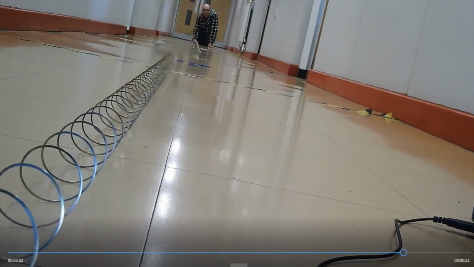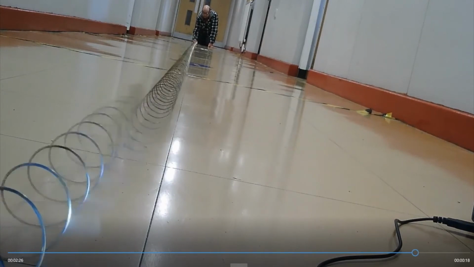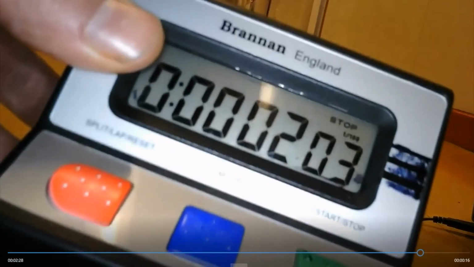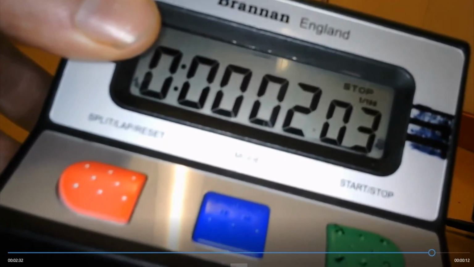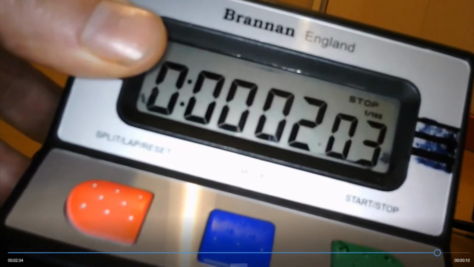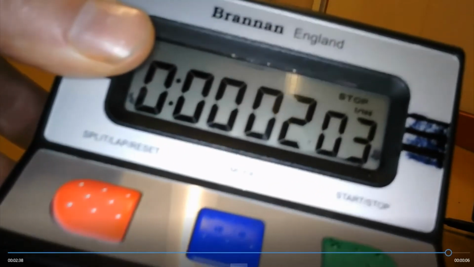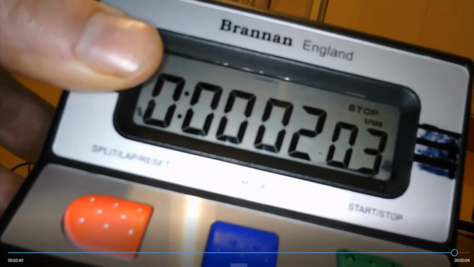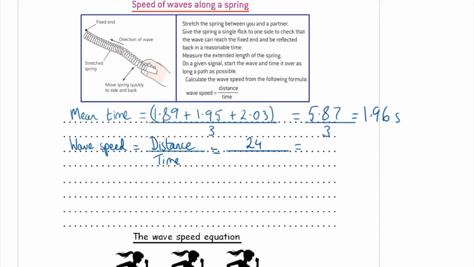Whenever you're ready, sir. And that was 2.03 seconds. What we're going to do now is take an average, or a mean, of those 3 readings for time and divide 24 meters by the average to work out the speed of the spring. To save time, I've written down those 3 times to work out the mean time.